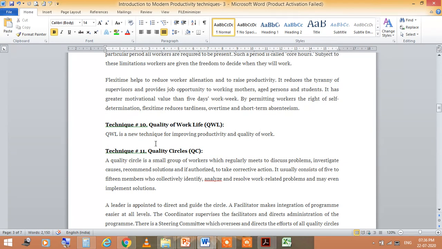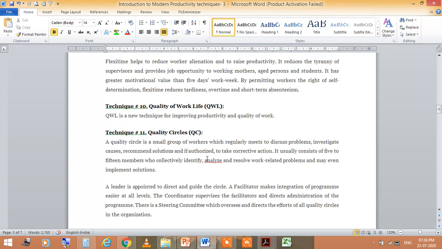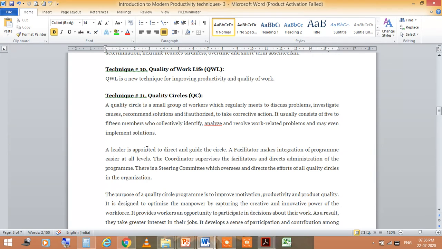It is a new technique for improving productivity and quality of work. Then the quality circles, that is QC. A quality circle is a small group of workers in which the people regularly meet to discuss problems, investigate causes, recommend solutions, and, if authorized, take corrective action. It usually consists of 5 to 15 members who collectively identify, analyze, and resolve work related problems and may even implement solutions.